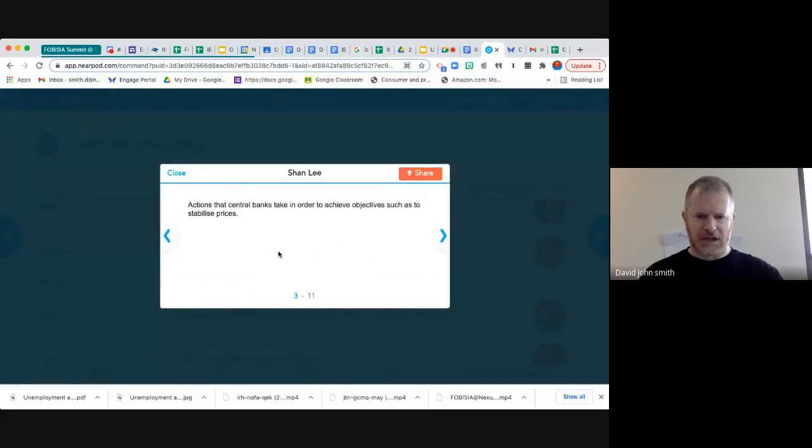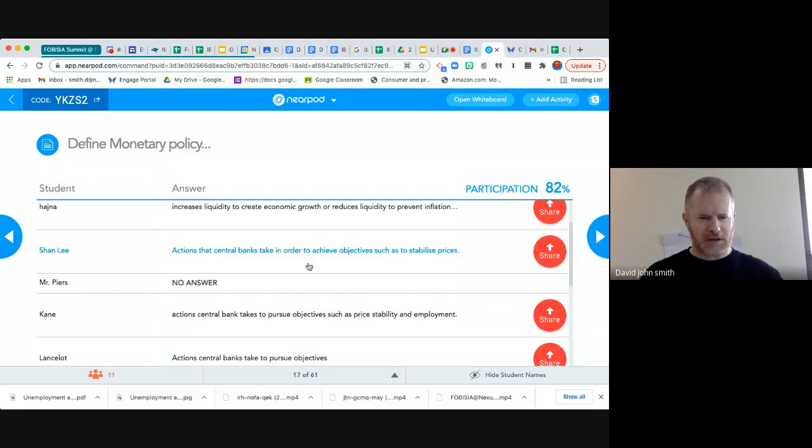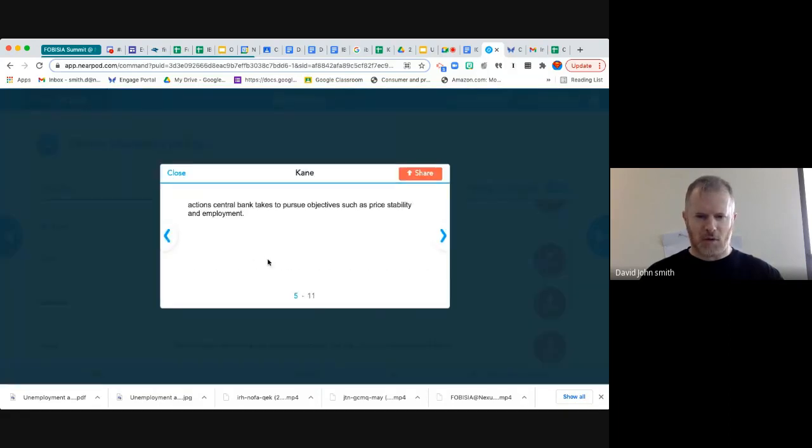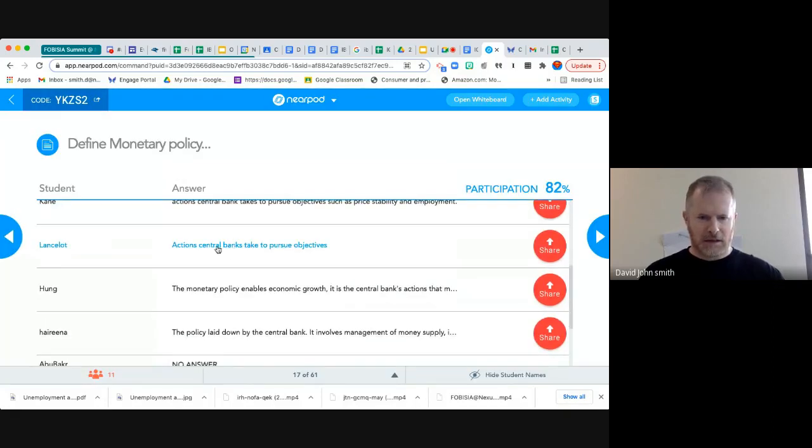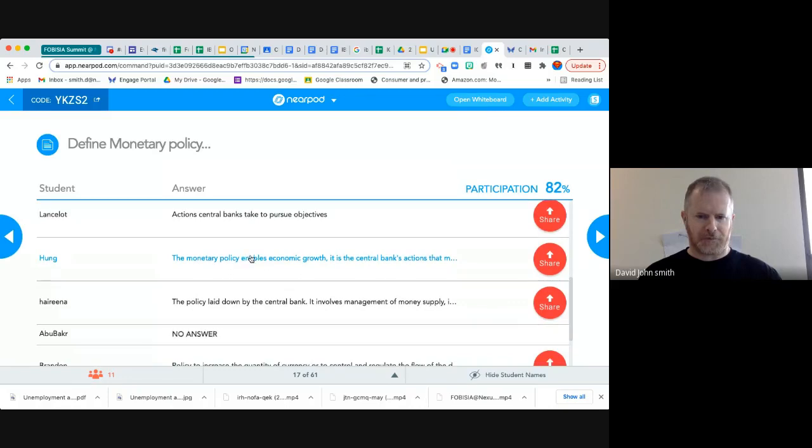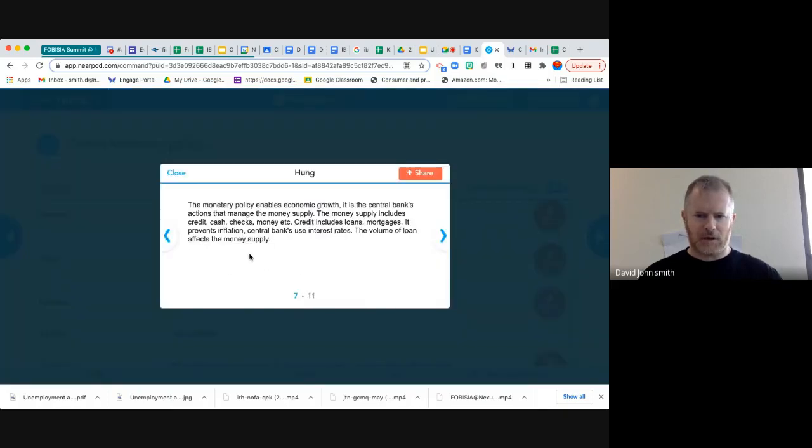And I like what Shanley had to say about actions that central banks take to achieve economic objectives, like stabilising prices. Weren't quite as specific with regards to what they do, actions that they take. Yes, that's good, Kane. Yes. All right. Okay. Oh, here we go. Look at this one. Managing the money supply. The money supply includes, yes, it does, all of those sorts of things. And they use interest rates.